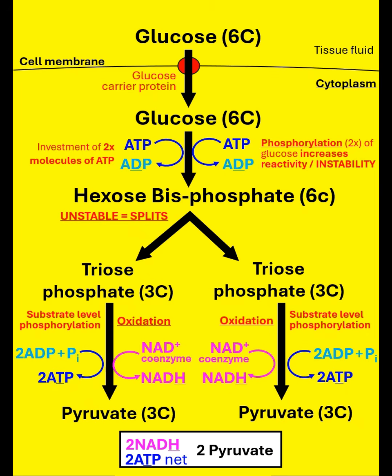The net products of glycolysis include 2 molecules of NADH, 2 net molecules of ATP, as 4 are made but 2 are invested, and 2 molecules of pyruvate.